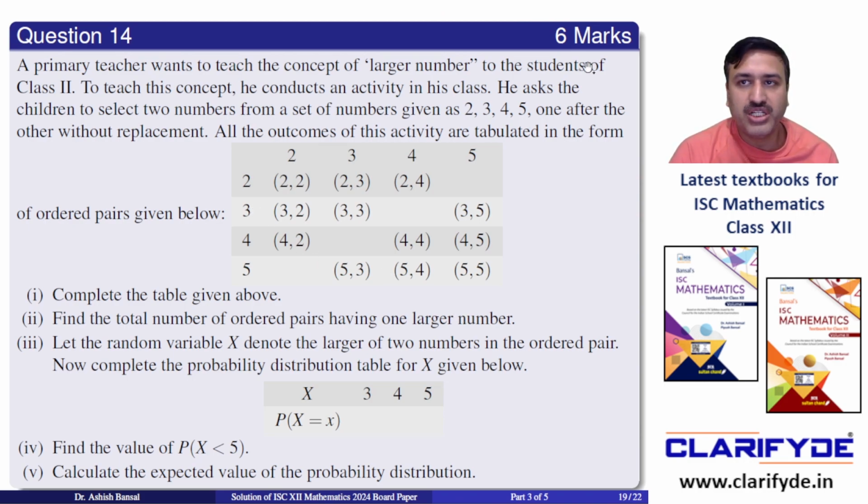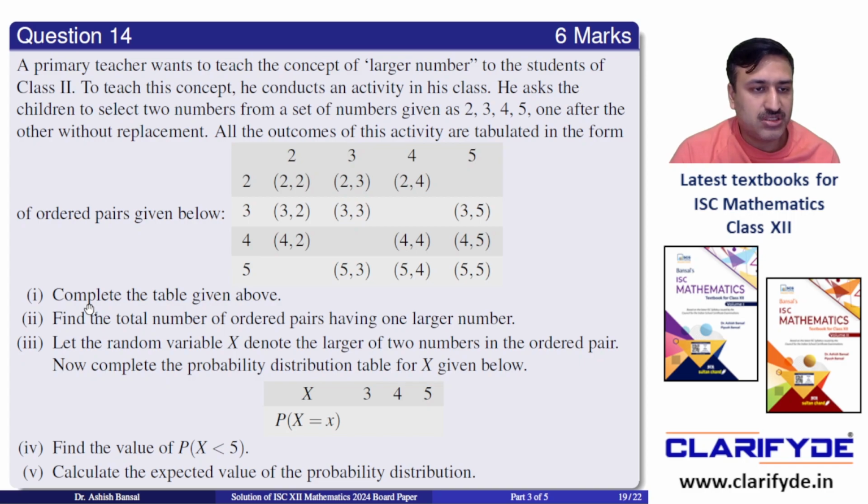Now question number 14, it's a 6-mark question. It says a primary teacher wants to teach the concept of large number to the students of class 2nd. To teach this concept, he conducts an activity in his class. He asks the children to select two numbers from a set of numbers given as 2, 3, 4, 5, one after the other without replacement. All the outcomes of this activity are tabulated in the form of ordered pairs given below. This is the table which is given.